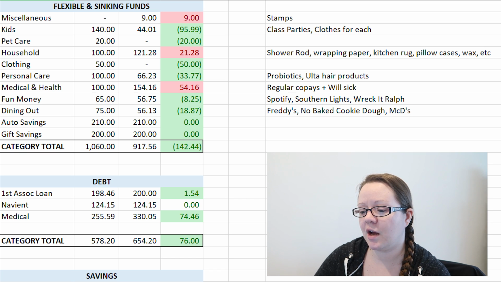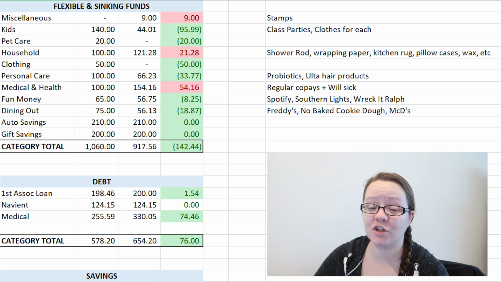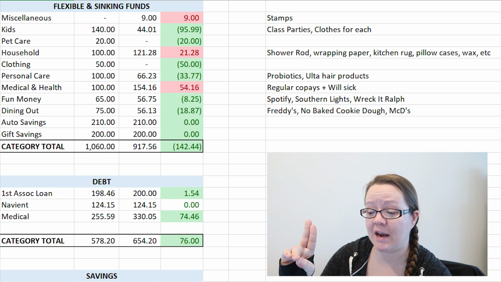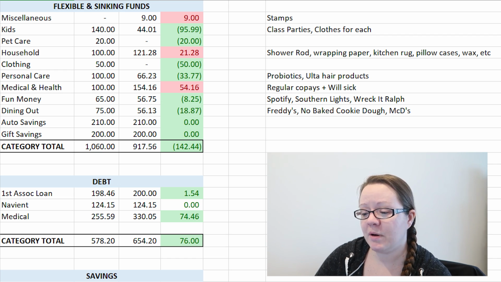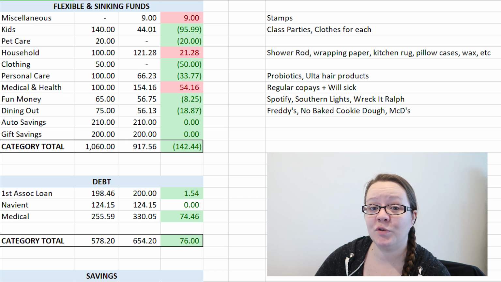Medical and health, we went over budget. Will was sick in the month of December. He actually went to the doctor right before we left for Michigan. He had an ear infection, and so we had a copay there plus his antibiotics, and then just my regular copays and whatnot for the month. For fun money, we knew that we were doing a few things in the month of December, so we budgeted $65. We came in under budget by $8.25.